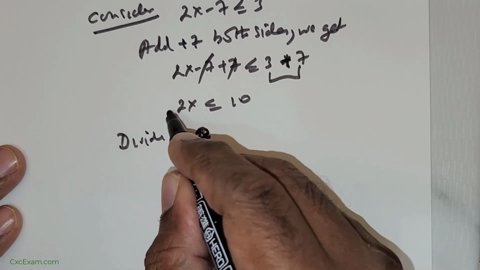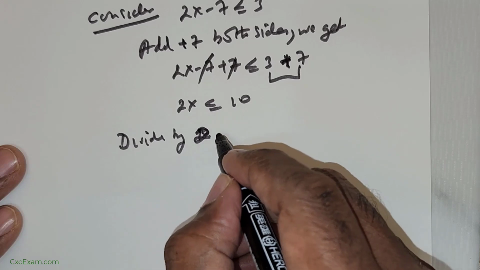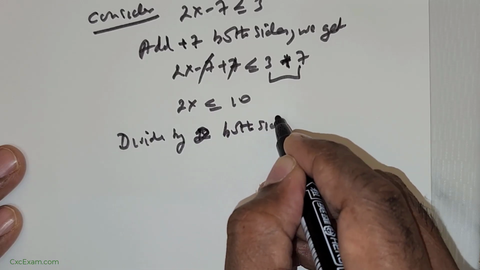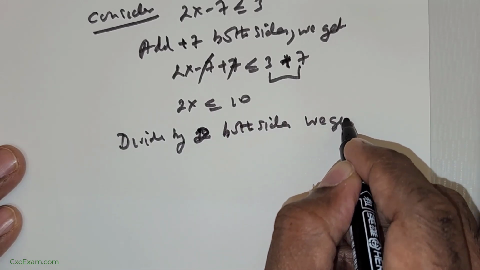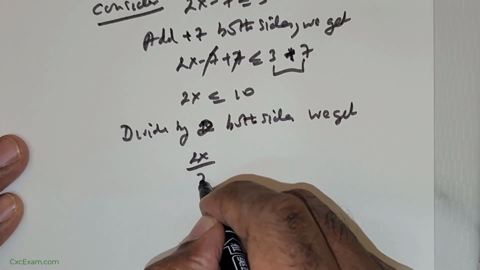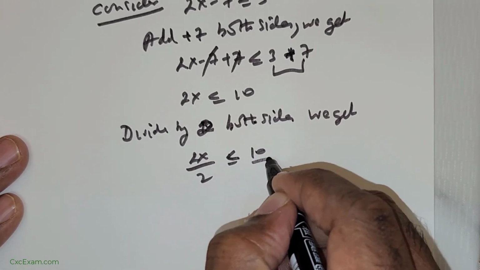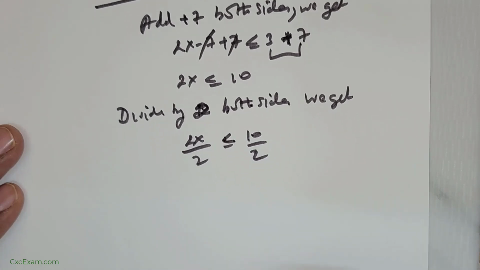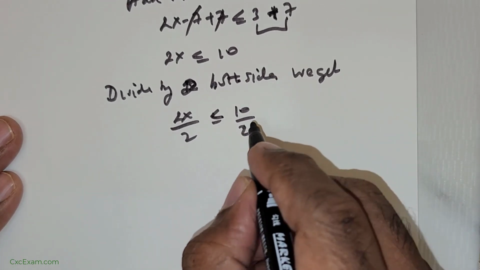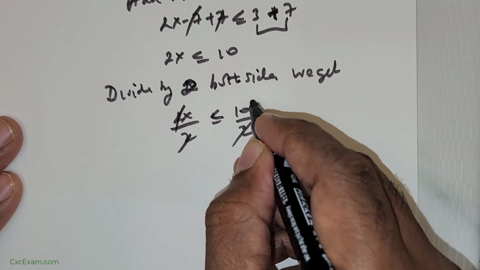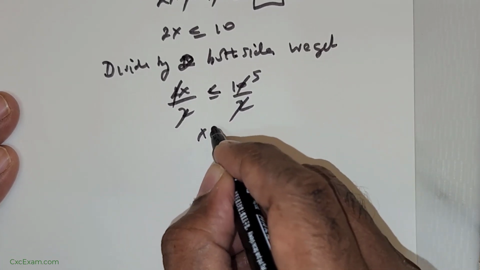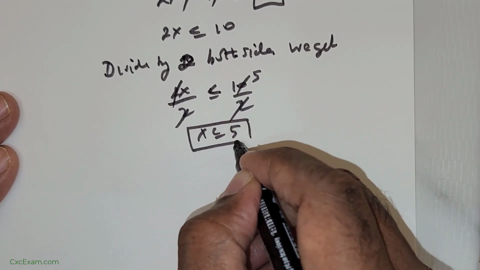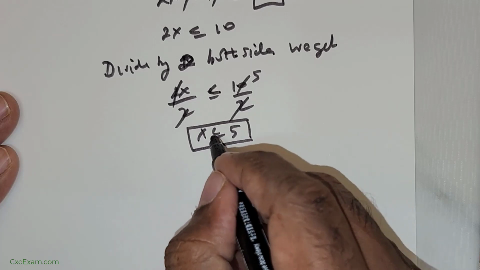We have to get rid of this 2 that is with x, so dividing by 2 on both sides. We get 2x divided by 2 less than or equal to 10 divided by 2. Now 2 and 2 get cancelled. 2 divides 10 five times. So x is less than or equal to 5. So this is the solution for this question.